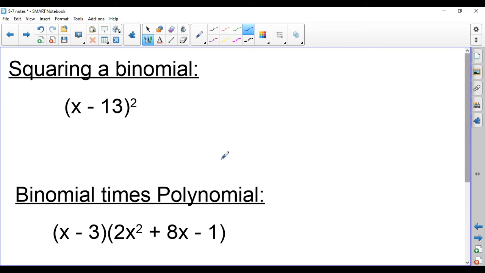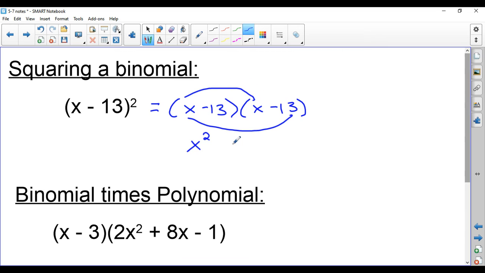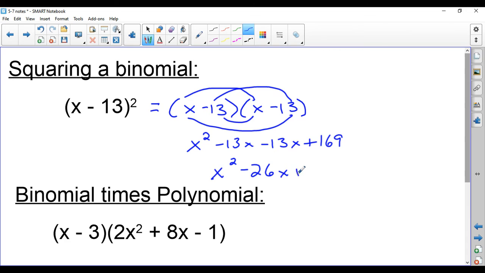Then we looked at squaring a binomial. When you have a binomial squared, it means take what's inside those parentheses and multiply it by itself. So here, this turns into the same operation we just did, where you multiply binomial times binomial. But I want you to rewrite it as the binomial times itself. Show the four terms that you get when you either do FOIL or the boxes. And then combine your like terms to get your final answer. Minus 13x and minus 13x is minus 26x. There's my final answer.